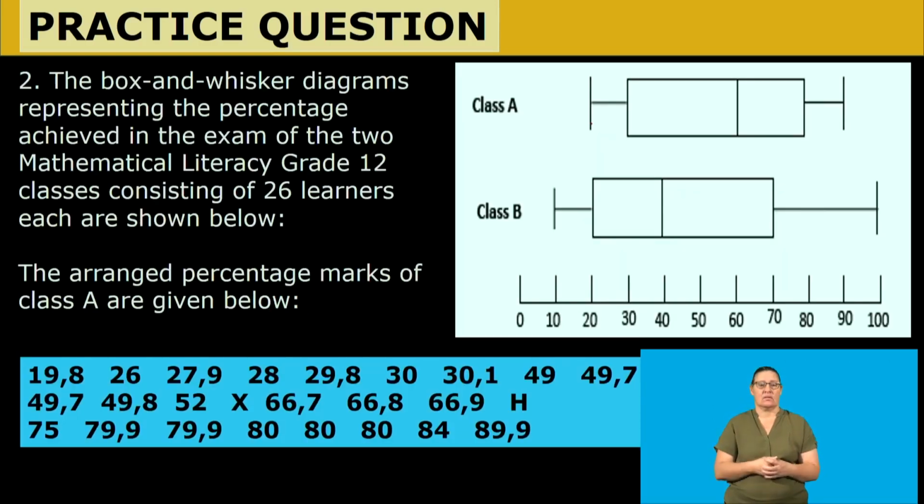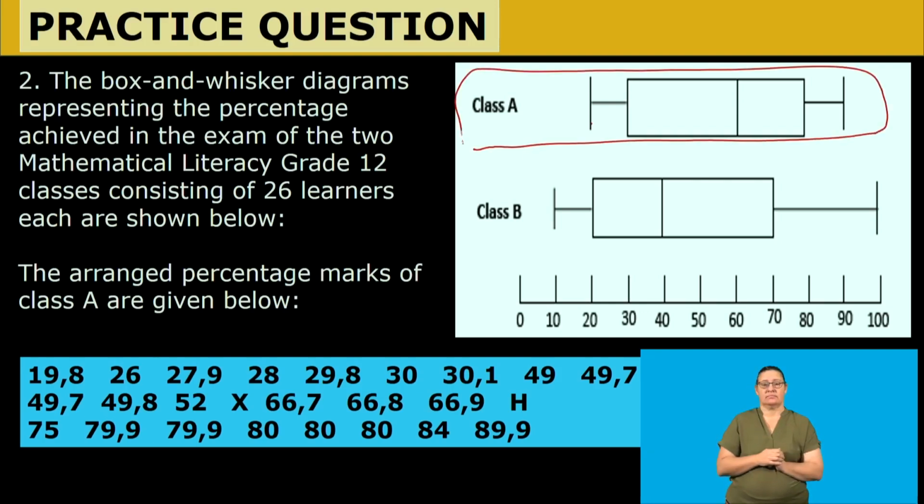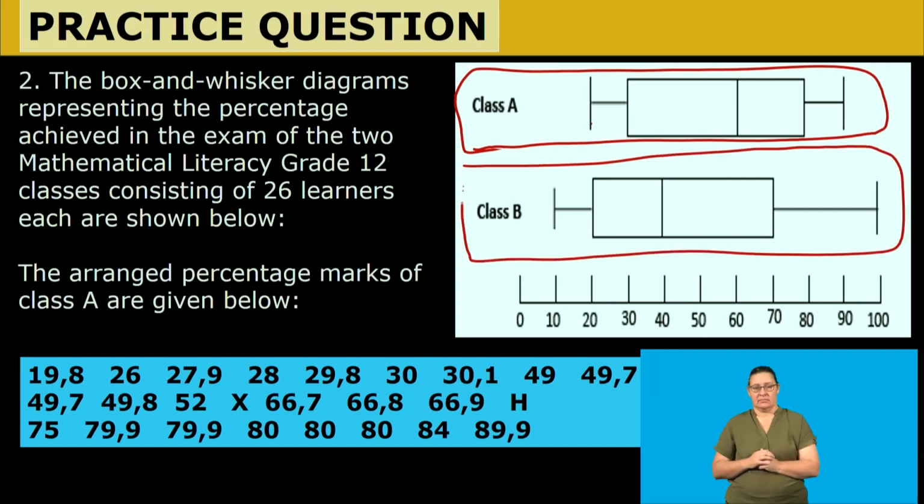Let's look at the second one. The box and whisker diagrams representing the percentage achieved in the exam of the two mathematical literacy grade 12 classes consisting of 26 learners each are shown. The arranged percentage marks of the classes are also given. So let us first look at the box and whiskers. We've got the performance for class A. This is the box and whisker for class A. And then we have the performance for class B. And this is the box and whisker for class B.